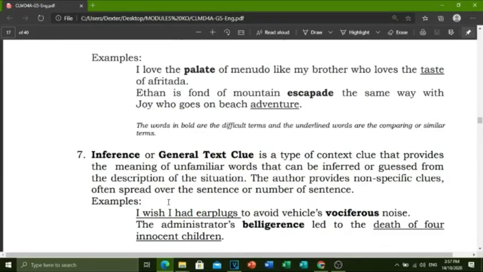Ethan is fond of mountain escapade the same way with Joy who goes on beach adventure. So who are the two persons being compared? It's Ethan and Joy. And both of them love adventure. So the unfamiliar word here is escapade. So obviously, the meaning of the word escapade is adventure. Did you get it? Okay, good job.